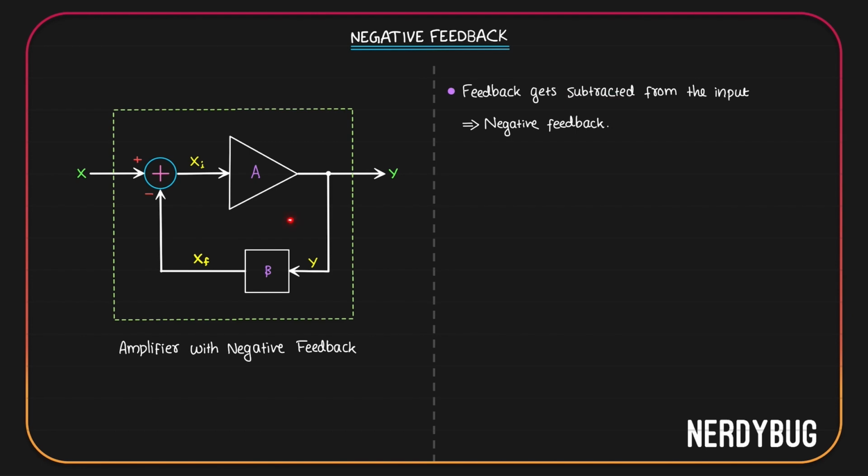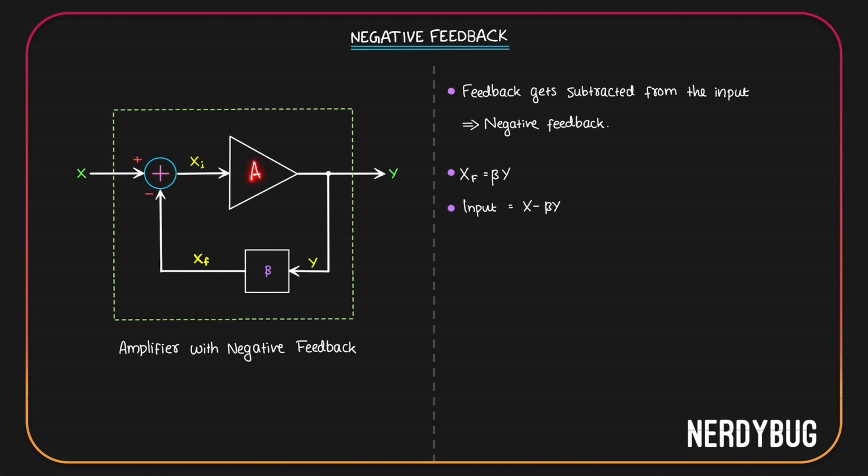I said beta can be taken as the gain of our feedback network. Y is the input that it gets. XF is its output. Output will be gain multiplied by the input. So we can write XF is beta Y. Now the actual input our amplifier gets is Xi. And Xi will be X minus XF.